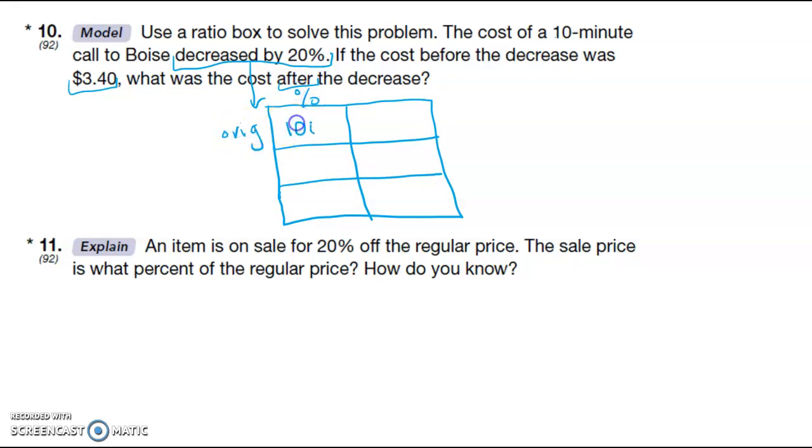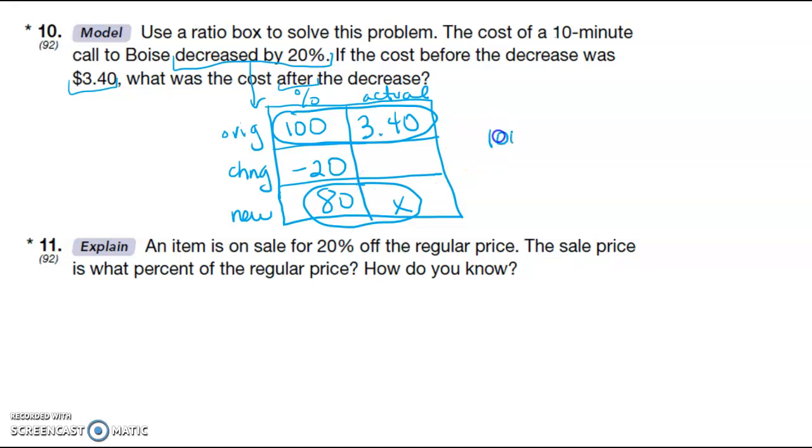Original, it's going to be 100%. Change, it says it's decreased by 20. New is going to be 80. Now before the decrease it was $3.40. After we don't know, so we're going to use this line and this line to make our proportion.